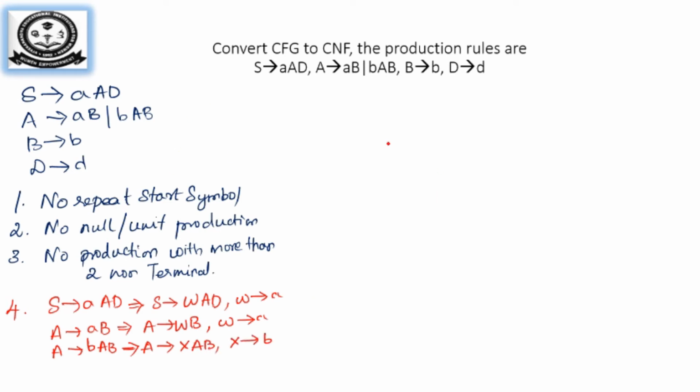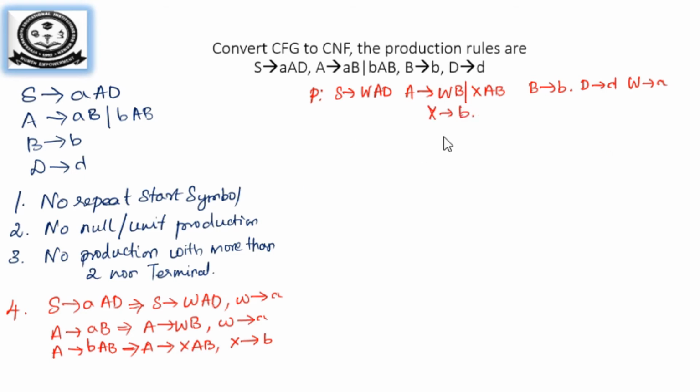So what happens now, we'll replace our production rule. So your production rule will change as S tends to WAD and A tends to WB or XAB. Then B tends to b and D tends to d. Then you have W tends to a, and finally you will have X tends to b.